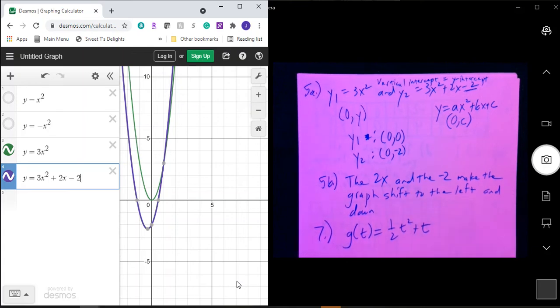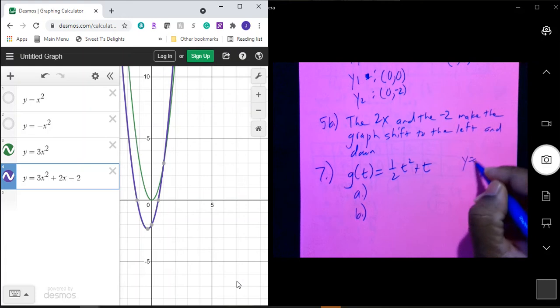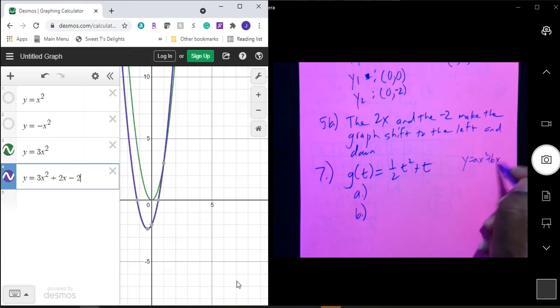Now they ask us here, we have an answer for A, and we're going to have an answer for B. It says, for exercises 6 through 10, determine whether the parabola opens upward or downward, and also the vertical intercept. Now we know with the vertical intercept, y equals ax squared plus bx plus c, and we notice the y-intercept would be 0, c.